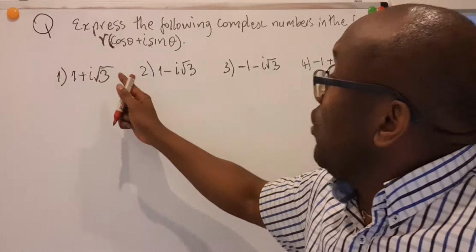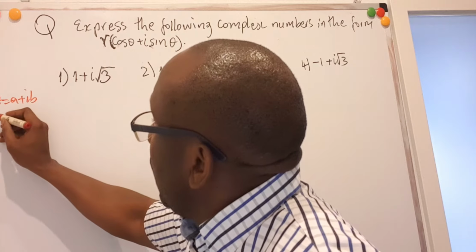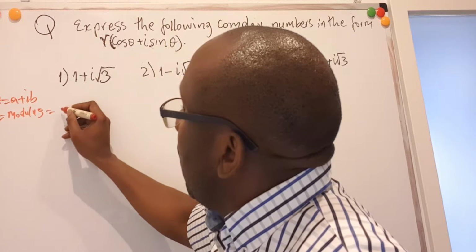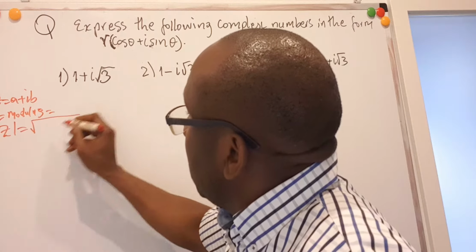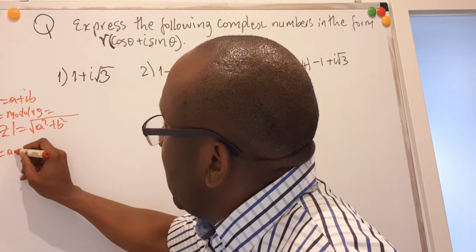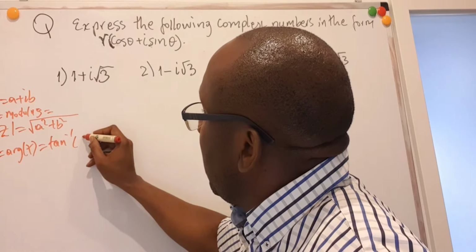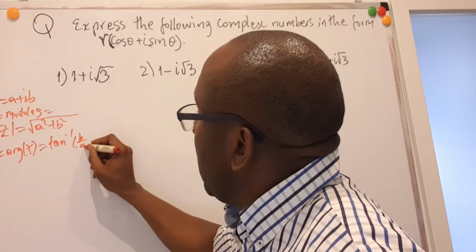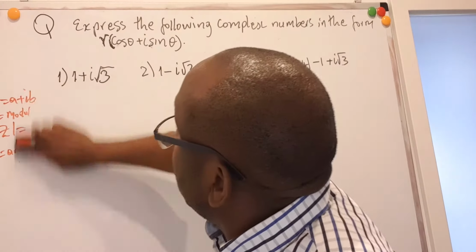When we are given a complex number to express, let's say we have a complex number z which is equal to a plus ib, we know that r is called the modulus, and that is actually the length of that complex number. We know theta is the argument of z and is given as the tan inverse of the imaginary divided by the real, b on a. Just keep that in mind and we are going to apply it soon.